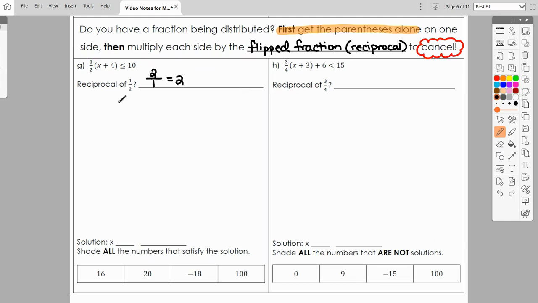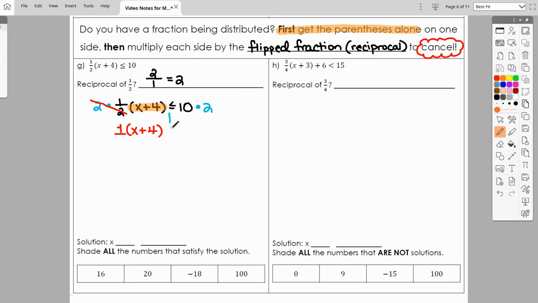So that's what I'm going to start my problem with. I'm going to make sure, first of all, that my parentheses is all alone with that fraction multiplied in front of it, and that is true. Parentheses, nothing else besides the fraction in front. And then I multiply by that reciprocal, which is 2 for this problem. What happens on the left side is it cancels out here. The 2 and the 2 cancel, and I'm left with just a 1, which is what I will distribute to my parentheses here.